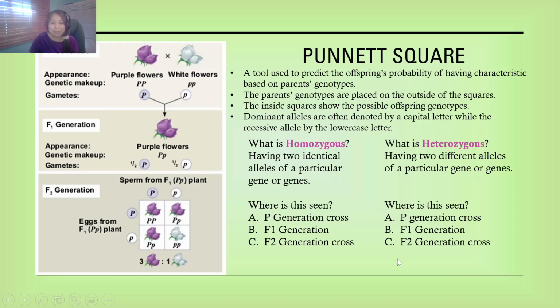In terms of being homozygous, in the P generation cross, we could see two examples, big P, small p. And what about heterozygous? We could see it in the F1 generation, a big P, small p, and then when we're doing the cross, we could see a big P, big P, small p.